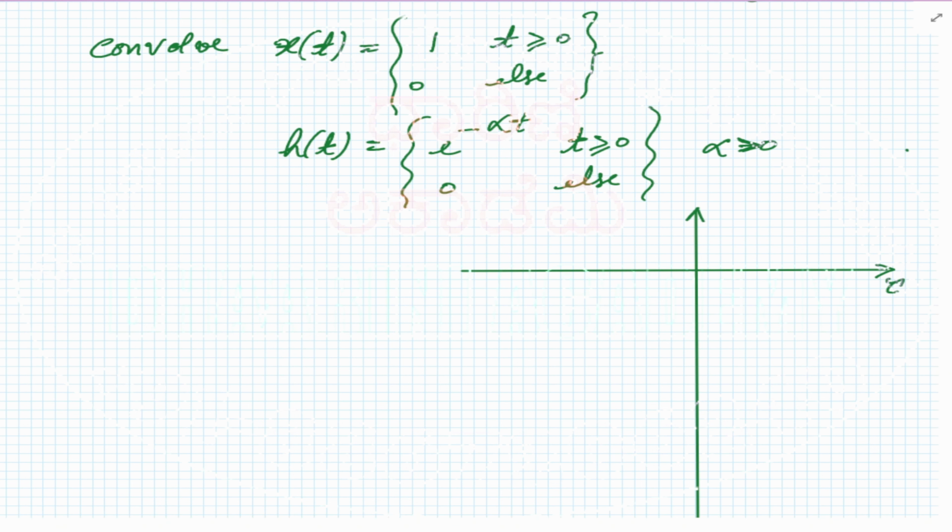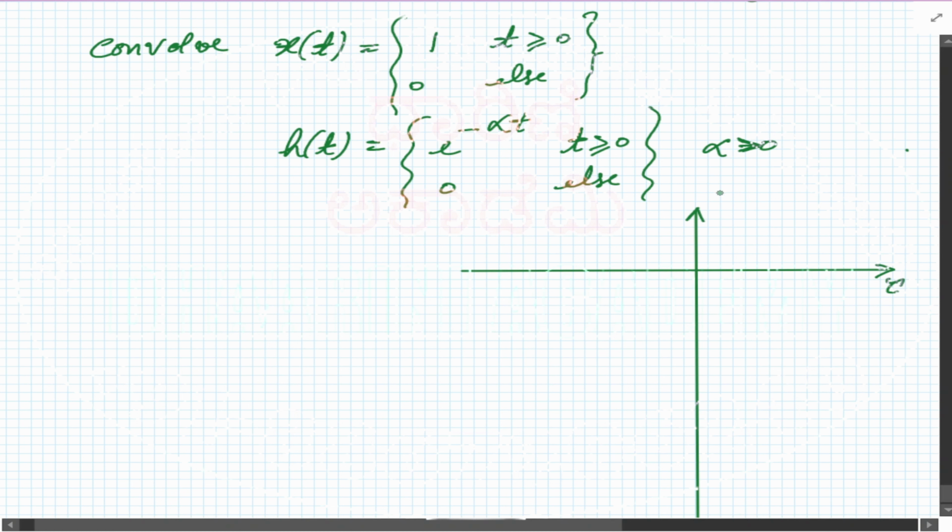So this is now x of tau. x of tau is 1 for t greater than 0. It's actually called a unit step function, correct? It's a step function. It goes to infinity, with the amplitude 1 at tau equal to 0.